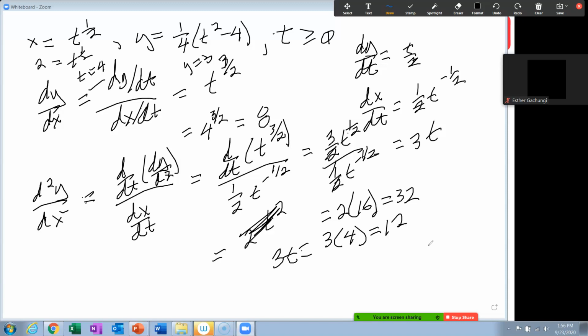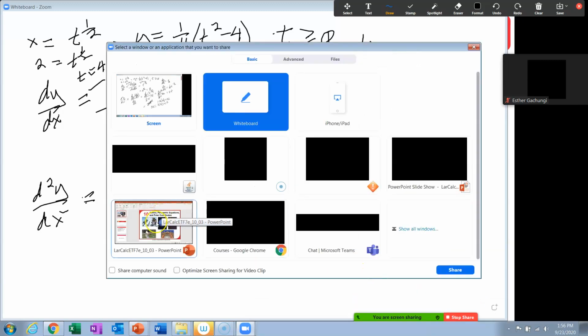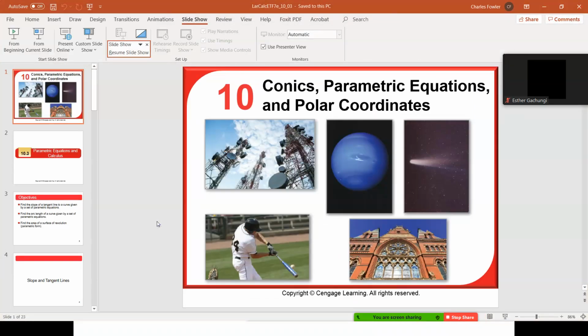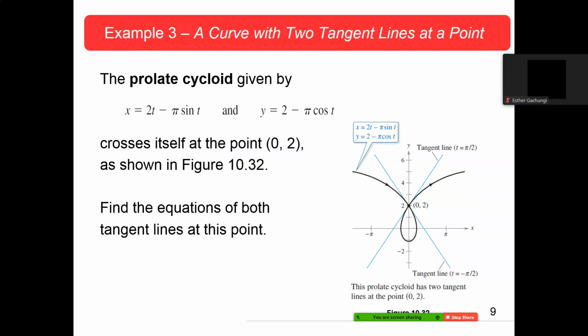Okay, we'll be beginning next time with example 3. So let me get out of this for right now and go back to my PowerPoint, and go from current slide, and that's where we'll be starting next time. Example 3, top of page 712.